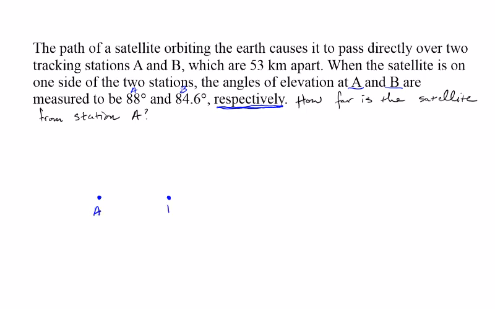And I'm going to ask you a question. Hopefully you can answer it. If you're not sure what the answer is, hit pause and think about it. All right, this is 53 kilometers apart. Okay, it says the satellite is on one side of the 2 stations. So the question I have for you, based off the angles of elevation that they've given you with the satellite, let's say this is the satellite.